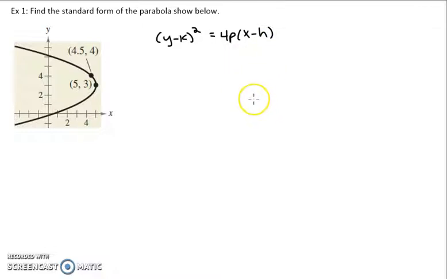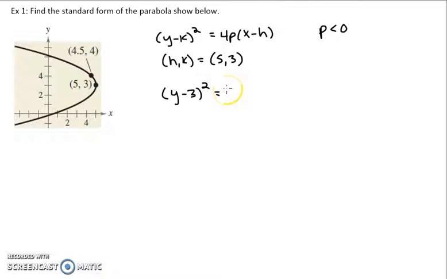It also tells us, not that it's super important, that since we're opening to the left, when we find p, it's going to end up being less than 0. Now, looking at the picture, we can see clearly that the vertex is going to be 5, 3. So that means h, k is going to be 5, 3. If we plug 5, 3 into our problem, we're going to get y minus 3 squared equals 4p times x minus 5. Now we need to figure out what p is so we can figure out our equation.